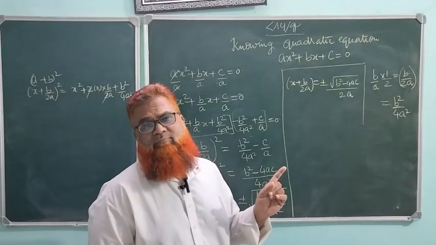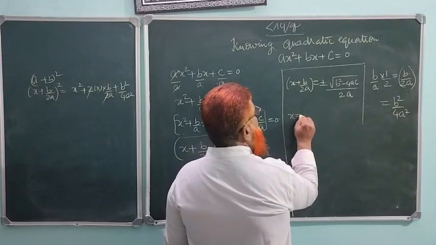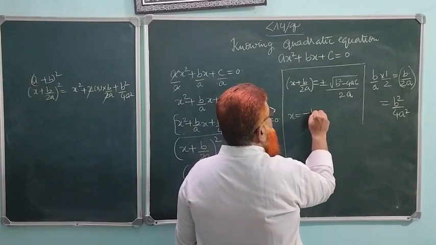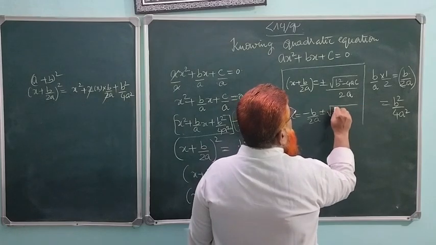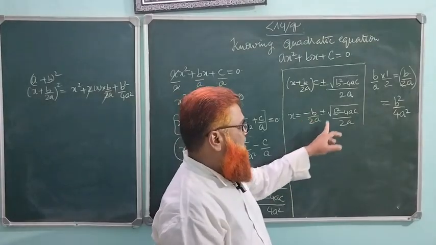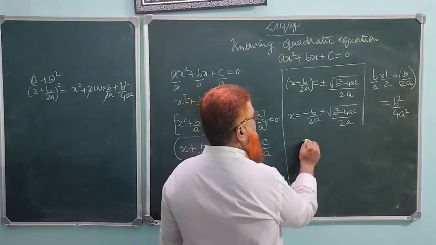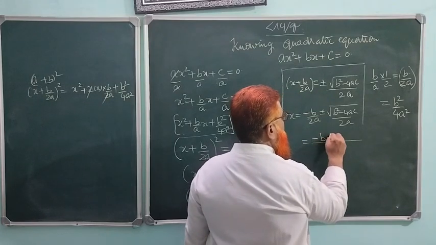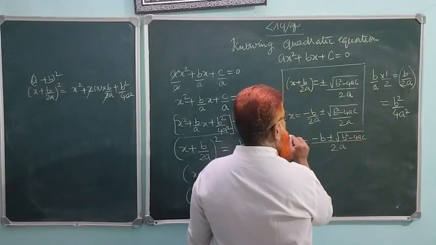Now I want the value of x because we have to find the roots of the equation. So therefore x is equal to, again I told you, plus b by 2a is shifted to the right side, it becomes minus b by 2a plus or minus, under root of b square minus 4ac by 2a. We have a common denominator for both these terms, 2a, and it will be minus b plus or minus square root of b square minus 4ac divided by 2a.